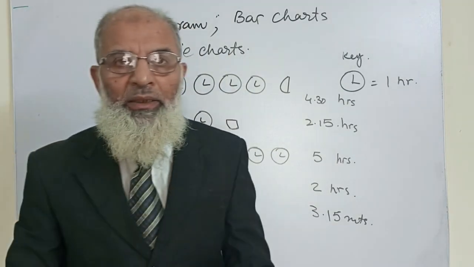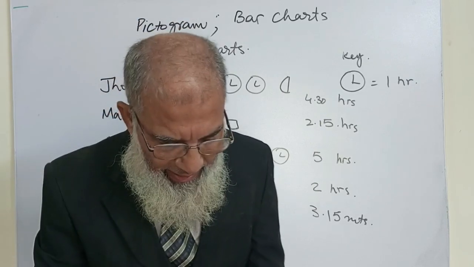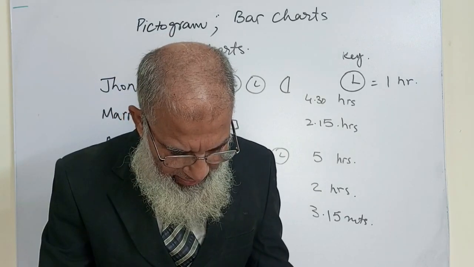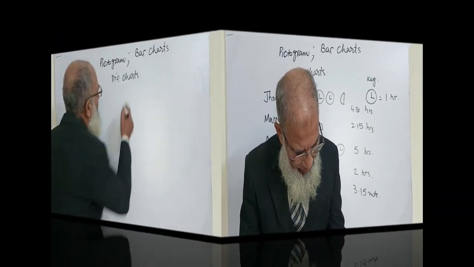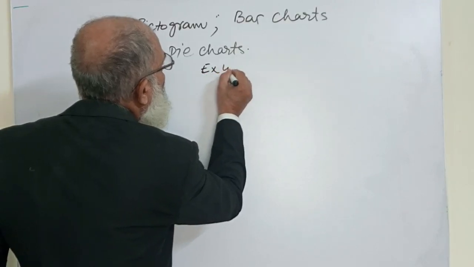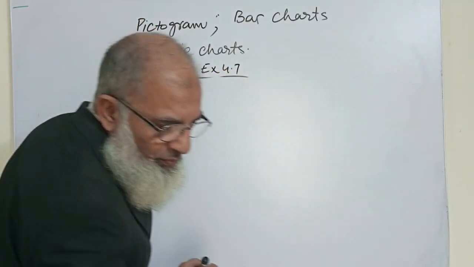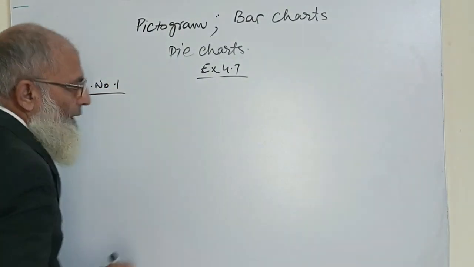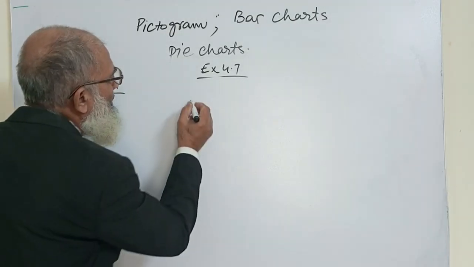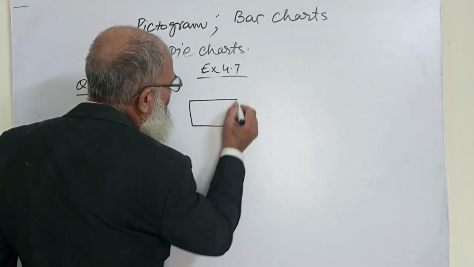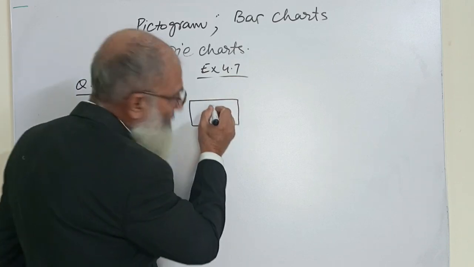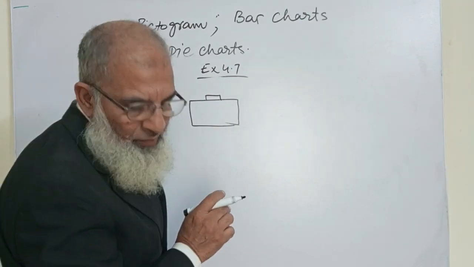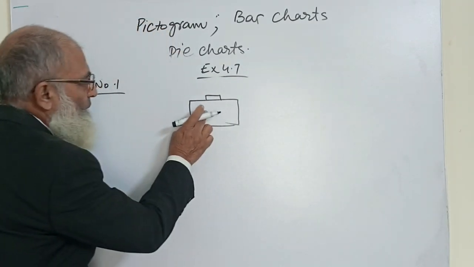Now let me do exercise 4.7, and then we'll be doing exercise 4.8. We'll be doing two exercises today. Exercise 4.7. Now question number 1. There are 3 questions in this, and all are very simple. A bag is given to you as a picture. This is a tourist bag.